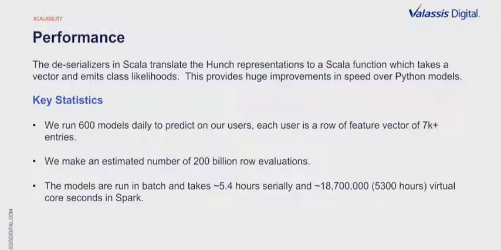And the models are running in batch. But by the models, I mean the jobs that are actually scoring the models on our 1 billion users. And that takes about 5.5 hours serially, and about 5,300 hours of virtual core time in Spark. I don't actually have data to tell you how long it would take if we were to do this in Python, but I don't think it's realistic for it to support these jobs being run daily.